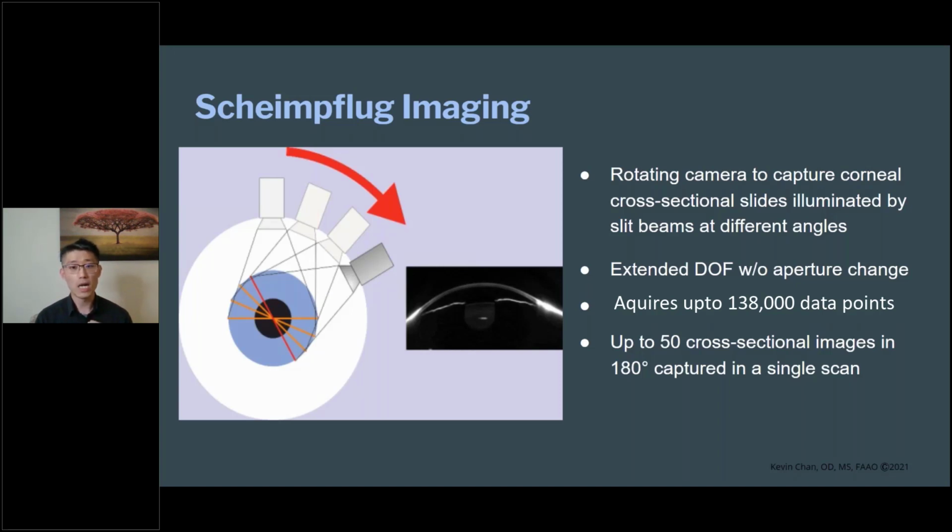You can take up to 50 cross-sectional images in 180 degrees in a single scan. But for our patient base, because we're dealing solely with a pediatric population, chances are the kids will not sit still for us. So we typically use about 25 cross-sectional images in a single scan. Later on, you'll see a more schematic representation of what it looks like.